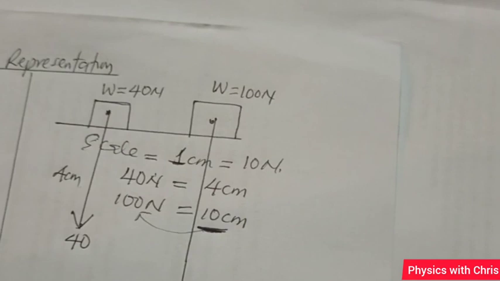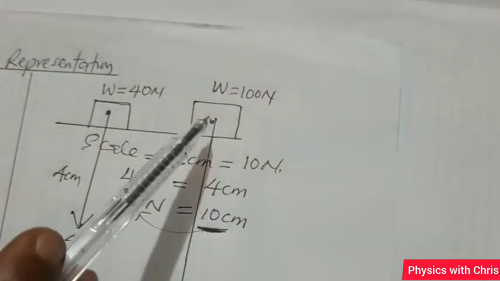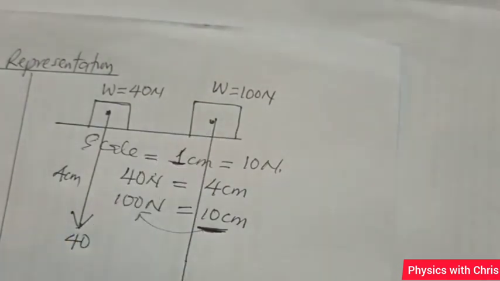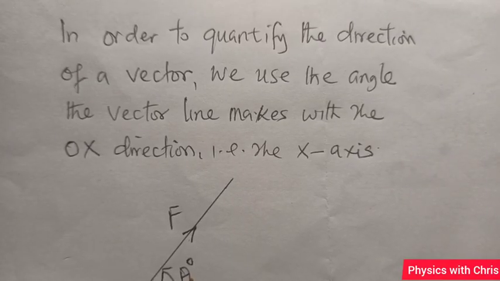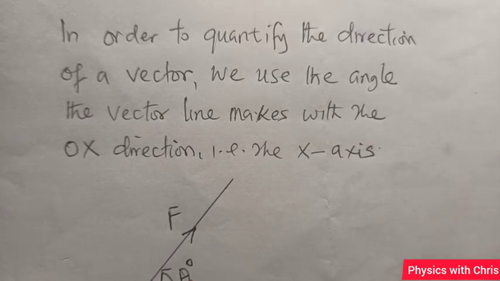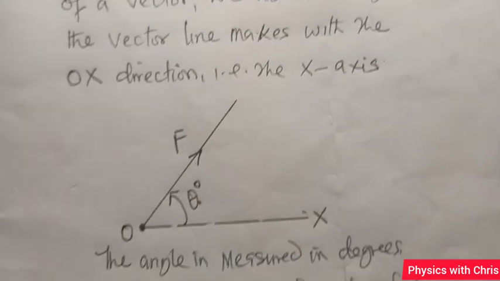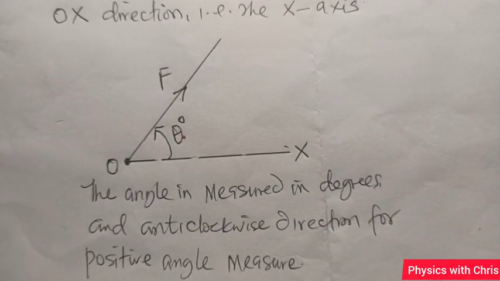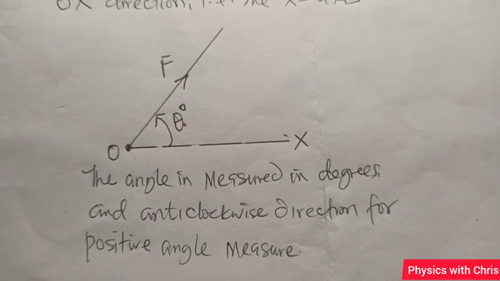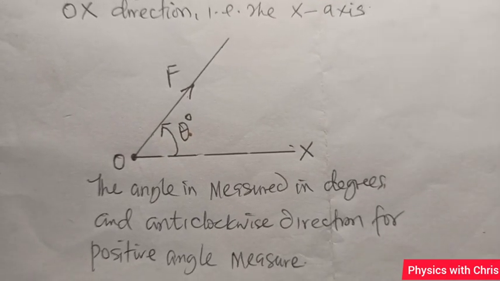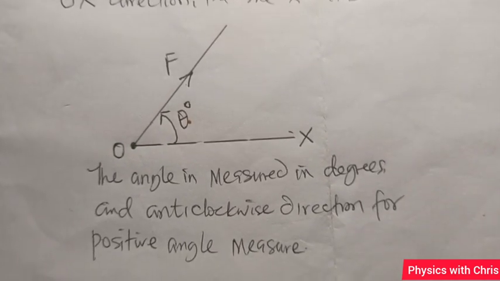Now, a vector can act in the northern direction, southern direction, eastern direction, or western direction. It can even act between northeast, northwest, and so on. In order to quantify the direction of a vector, that is, to give a value to the direction in which a vector is acting, we use the angle that the vector line makes with the OX direction, that is the x-axis, as you can see in that diagram. The angle theta is positive when measured in the anticlockwise direction.